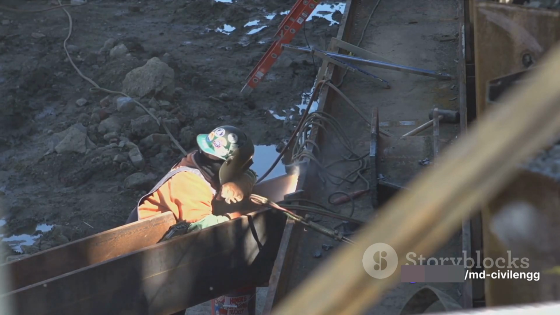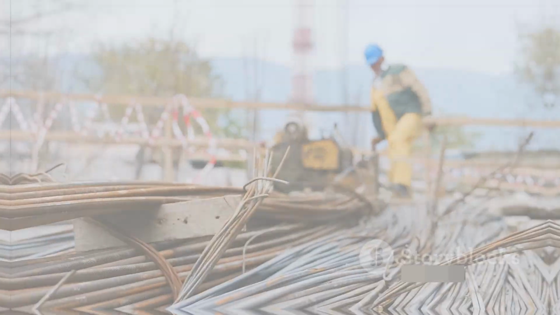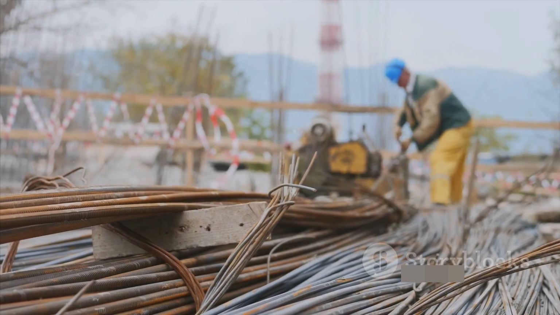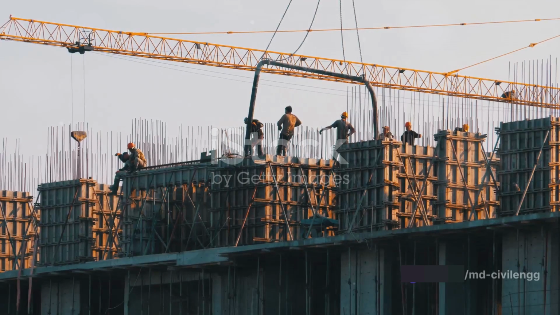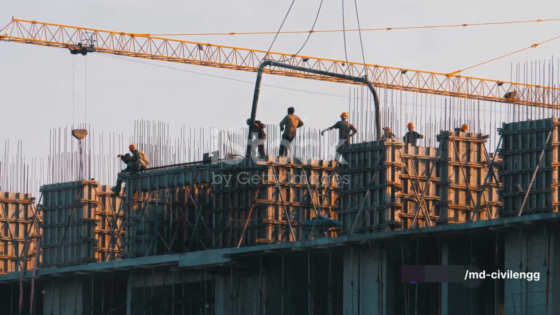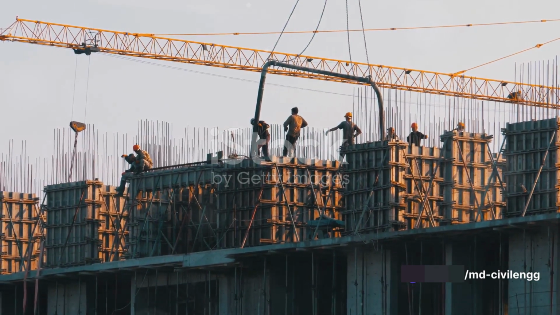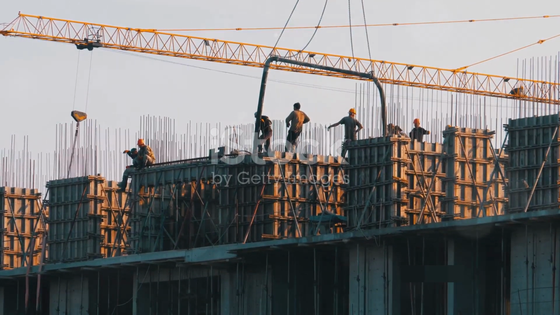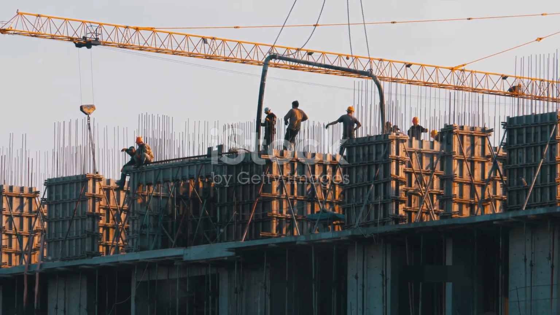Now let's talk about the longitudinal reinforcement. Longitudinal and transverse reinforcements are two crucial aspects of column design. Let's delve into the details. Longitudinal reinforcement, which runs vertically, plays a vital role in bearing the load of the structure. The minimum area of steel required for longitudinal reinforcement is 0.8% of the gross area of the column.